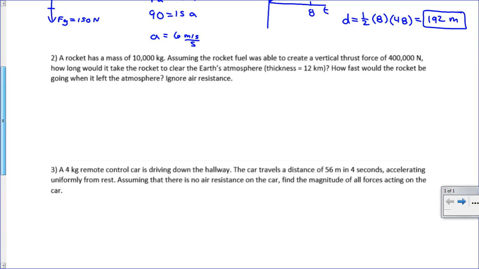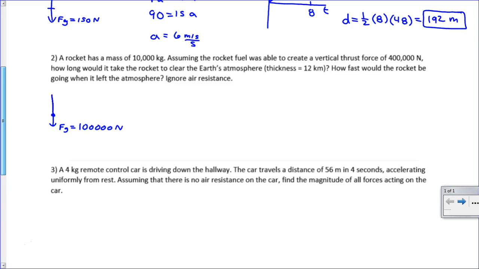So in this problem we've got a rocket. It's taking off. The rocket has mass, so it has a gravitational force. It's 10,000 kilograms. Actually, I'm going to draw this to a little bit of a different scale, just because I know how this problem is going to turn out. If we draw this gravitational force on here, we know that the Fg is 10 times the mass, so that actually makes it 100,000 newtons.